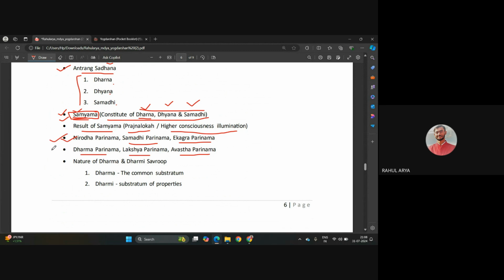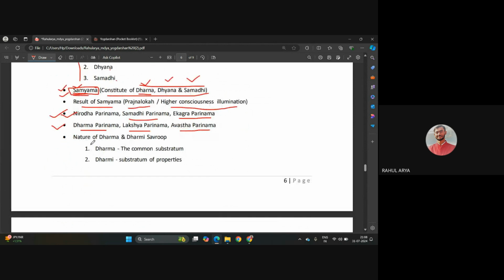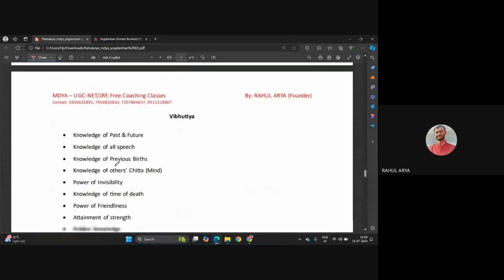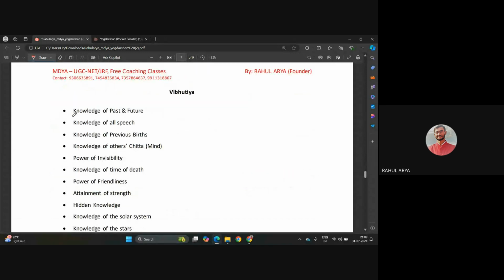Very, very important from the exam point of view. This parinama, the nature of dharma and dharmi, is described here. What is the dharma and what is the dharmi? And after that, the detailed siddhis are going to start here.